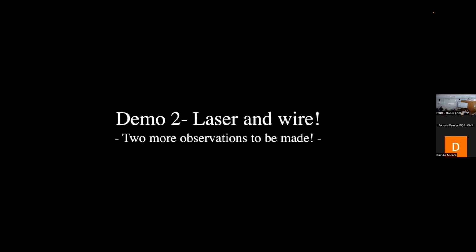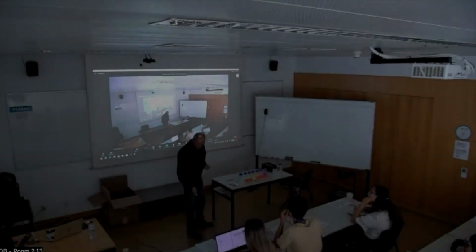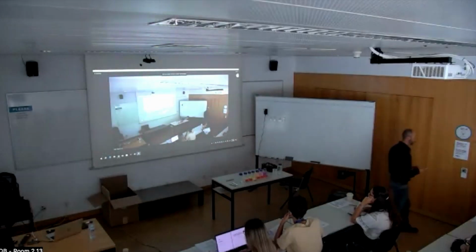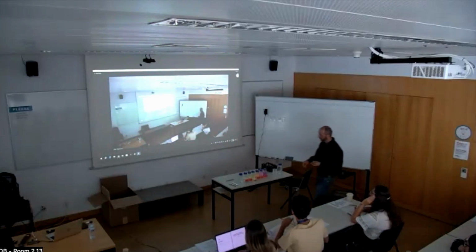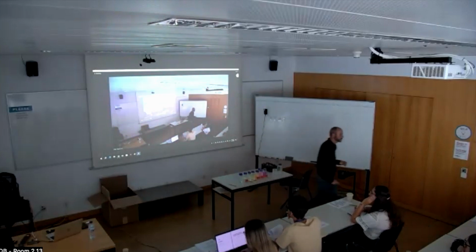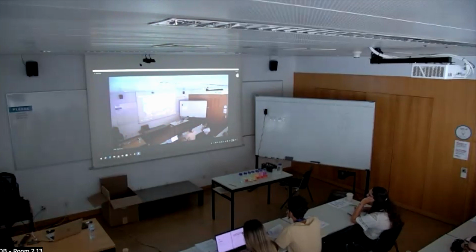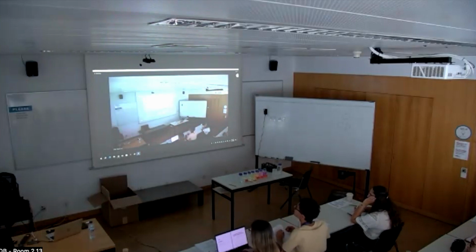Okay, so I have two magic wires. And I will take a green laser now, just because it will be easier to see for our eyes. Also the red and the blue. You see the green spot? It's very strong, right? So I put the wire in front of the green spot.